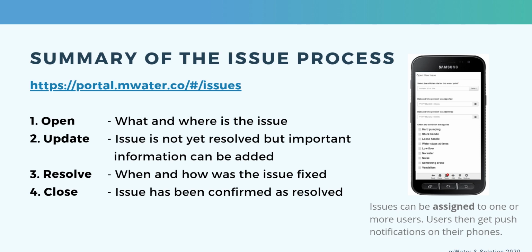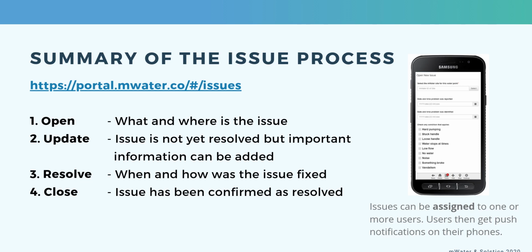We have a number of different issue types available in the portal, so either portal.mwater.co or solstice.world, but they all have up to 4 phases that users can fill in. Those phases have different contents depending on the issue type, meaning they have different fields of data that you can fill in either on the smartphone or on the website and the portal. The first phase is when somebody opens an issue and typically notes what the issue is and where in the world it's located, ideally linking to a piece of infrastructure such as a water point.